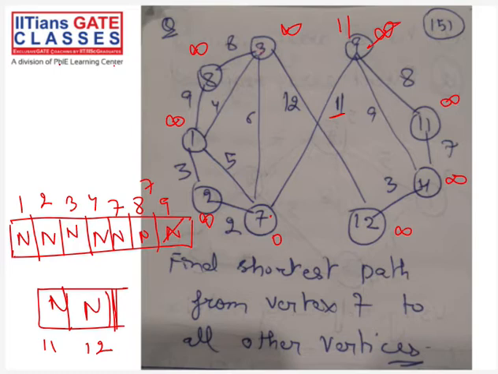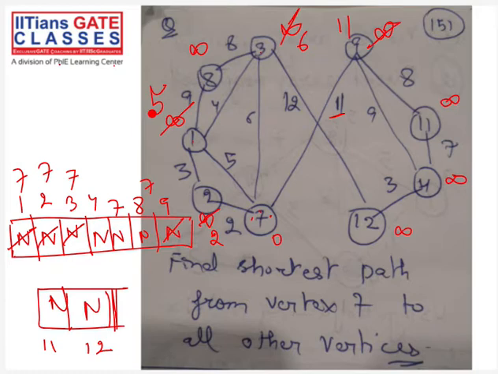Now from 7 you have another, 3. So 0 plus 6 is less than infinity, so this becomes 6, and the parent of 3 becomes 7. Now 7 to 2, again the parent of 2 is 7, and this value becomes 2. And 7 to 1 also, so this becomes 5, and the parent becomes 7. The key value for vertex 1 becomes 5. I've taken care of all of them, so this is my current condition of the graph.